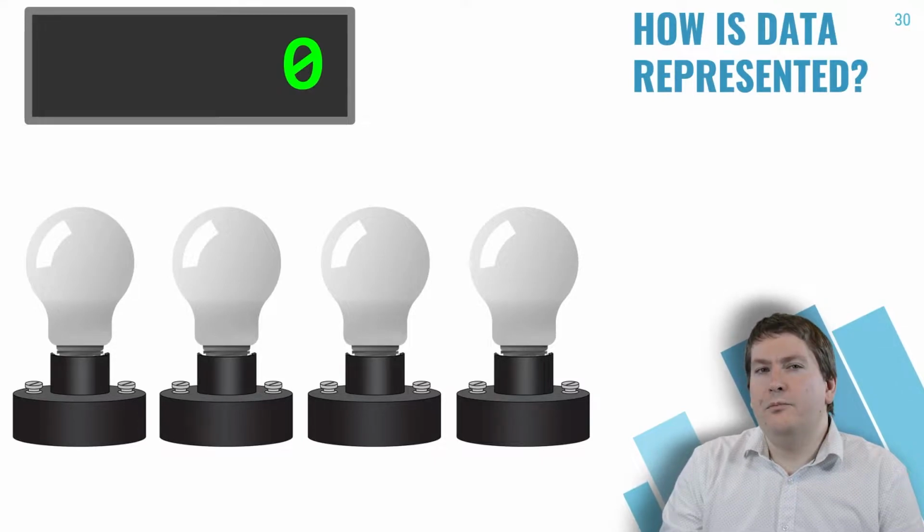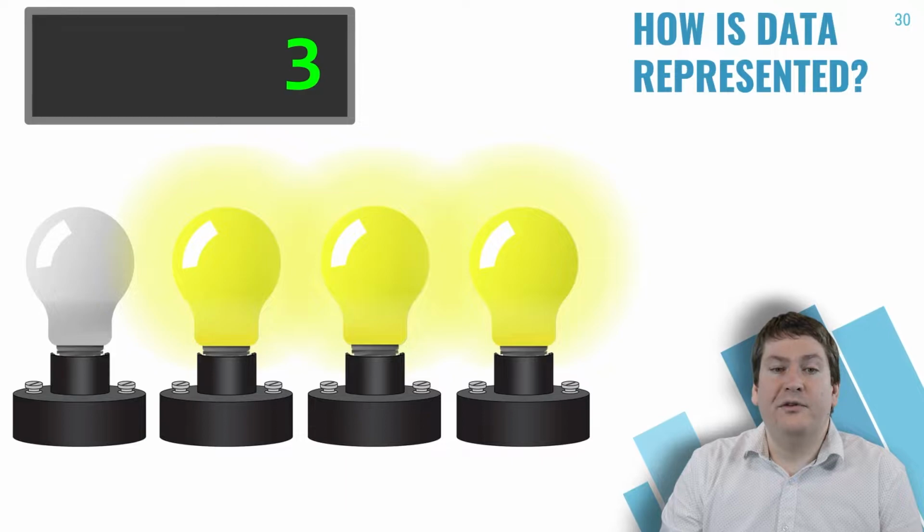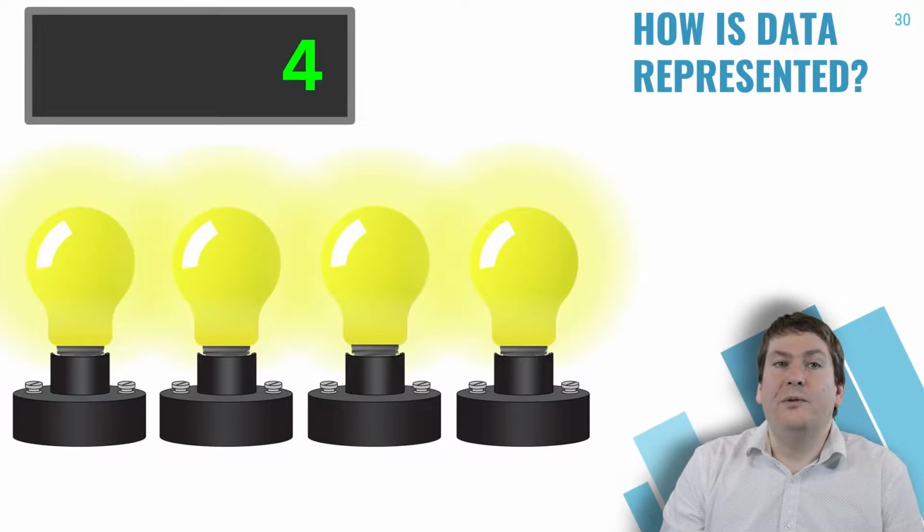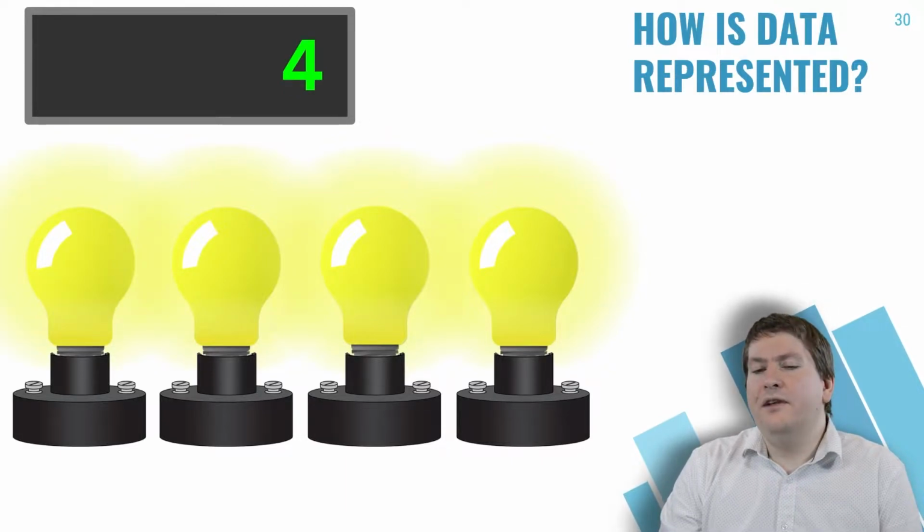So I think the first approach people might have, if they're told we have these 4 lights and we want to store some number, we might say something like however many lights are on is the number that we're storing. So if we had 1 light on, we'd say the number's 1. If we had 2 lights on, we'd say the number's 2. If we had 3 lights on, we'd say the number's 3. And if we had 4 lights on, we'd say the number's 4. So it's not a bad approach, but it's going to have problems.